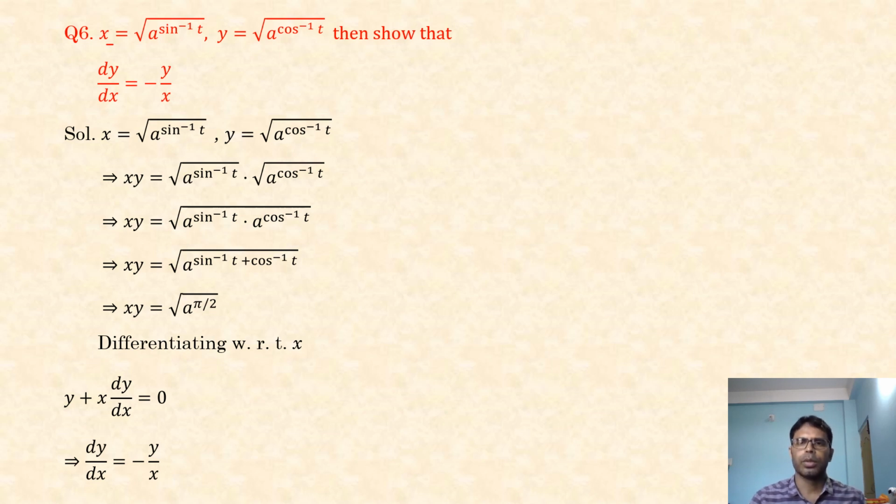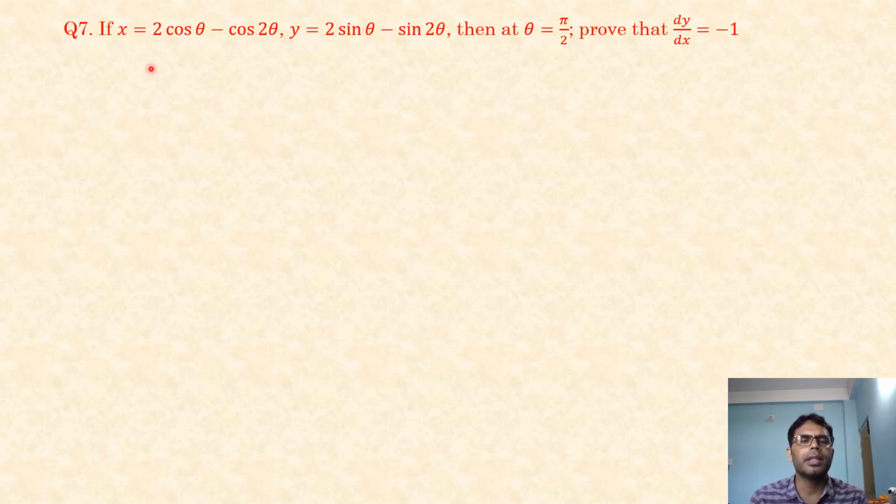Okay, so the next question is: x is equal to this one and y is equal to this one, এই দুটা মোক দিছে. Then at theta is equal to π/2, prove that dy/dx is equal to -1. So theta is equal to π/2, this is to be used at the last portion of the problem. এইটো বস্তু একদম লাষ্টত ইউজ কৰিম. First target is to find dy/dx in terms of theta.